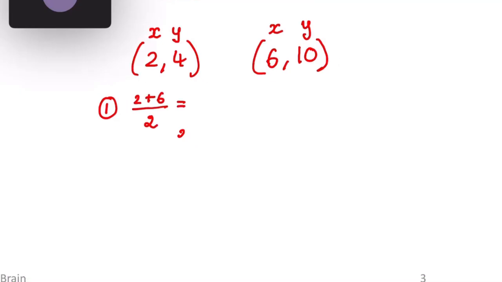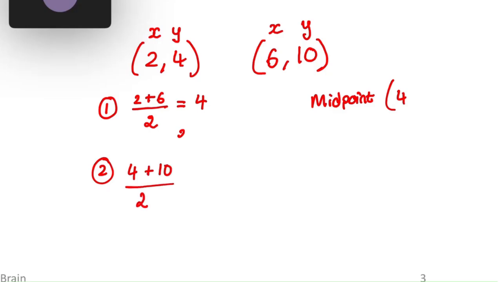Okay, 2 add 6 gives you 8, and 8 divided by 2 gives you 4. So the midpoint is going to have an x coordinate of 4, and then we're going to work out the midpoint of the y's. So the y is 4, and the y coordinate of the other coordinate is 10. So we're going to do 4 add 10, and then divide by 2. The reason why we're dividing by 2 is because there are two numbers.